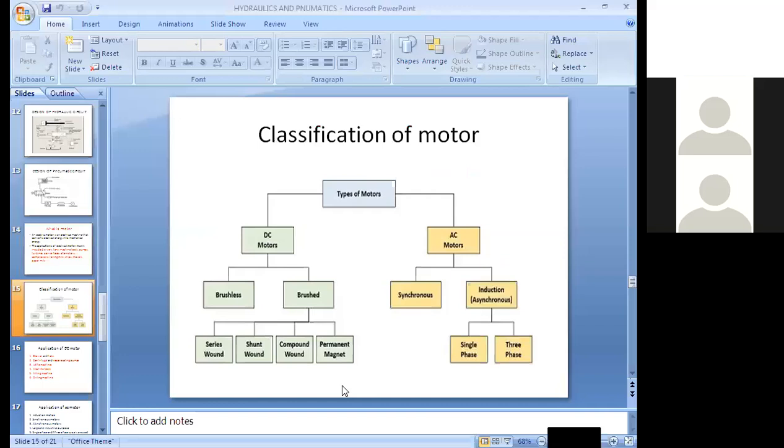So with a diagram, I will explain in the next class, no problem. But in today's class you have to understand the classification or types of motors. In AC motors there are two types, synchronous and asynchronous. In asynchronous there are two types, single phase and three phase. After the classification, one common question will arise for everyone.